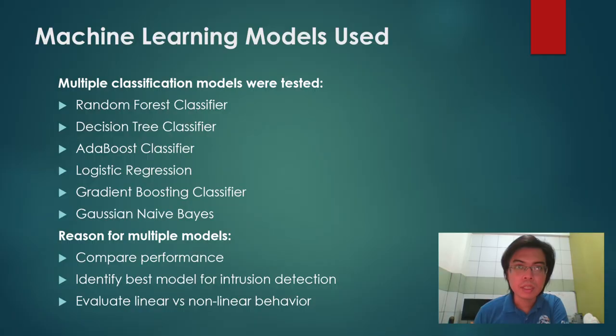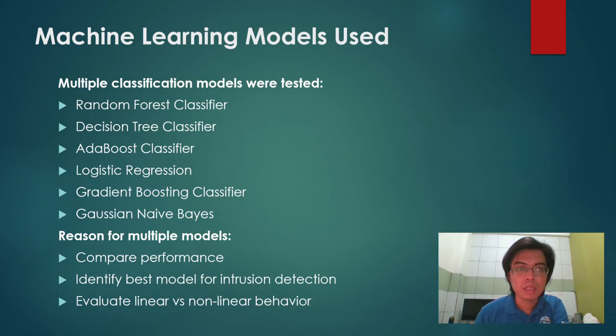In this part, we tested multiple machine learning models to classify whether a network session is an attack or normal. We use different models including random forest, decision tree, AdaBoost, logistic regression, gradient boosting, and naive Bayes. The reason we use multiple models is to compare their performance and identify which one works best for intrusion detection. This also helps us understand the difference between linear and nonlinear models.